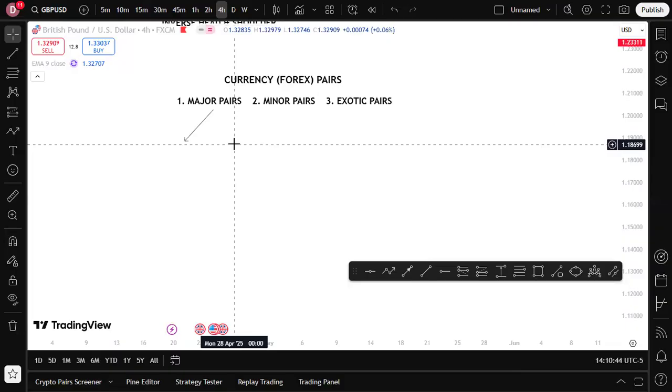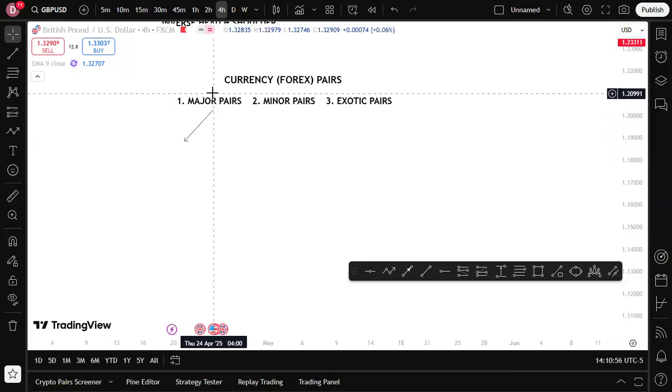Now, major pairs: there are 7 major currency pairs that are traded against the US dollar. Let me repeat myself. For the major currency pairs, there are 7 world currency pairs that are traded against the US dollar. So they represent the largest and most commonly traded pairs in the world. Right, that's the major pairs.